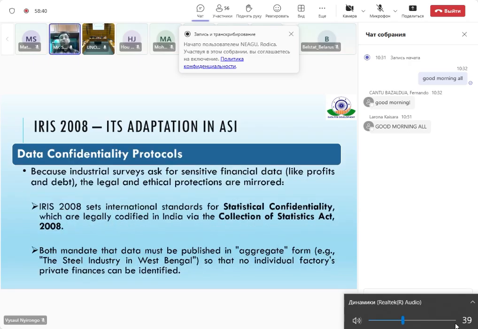Data confidentiality: we are following it because the industrial survey asks for sensitive financial data like profits and debt. The legal and ethical protections are mirrored. IRIS international standards set out statistical confidentiality, which is legally codified in India via the Collection of Statistics Act 2008. Both mandate that data must be published in aggregate form. We also follow the aggregate form, for example the steel industry in West Bengal, so that no individual factories or private finances can be identified. So we are following the same principle as mentioned in IRIS 2008.